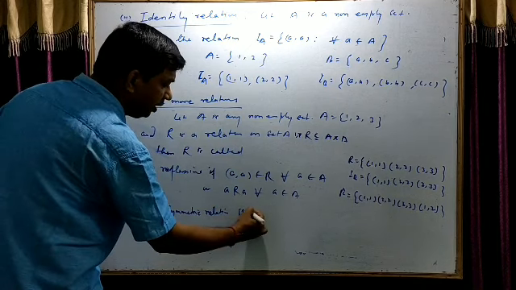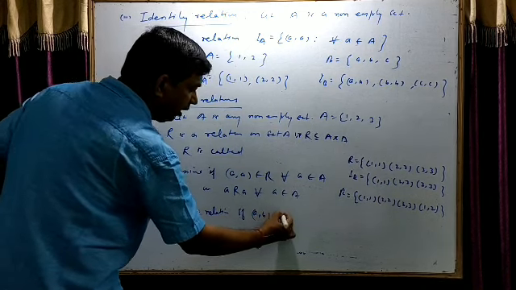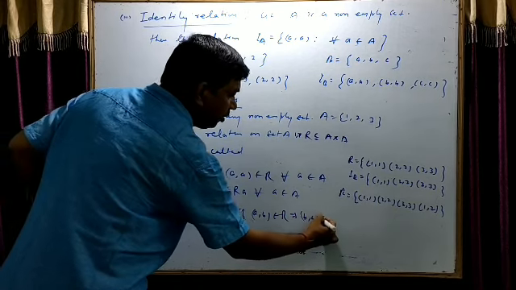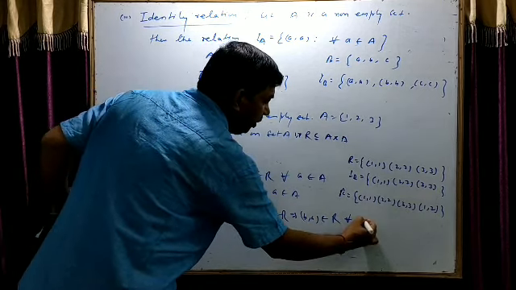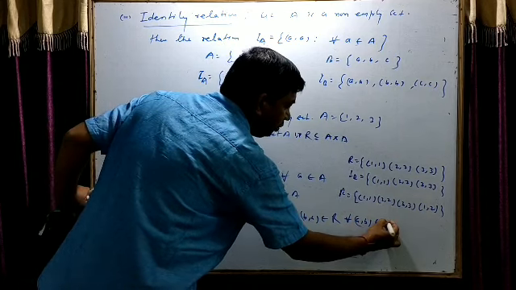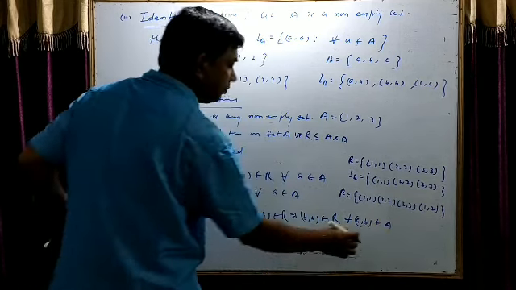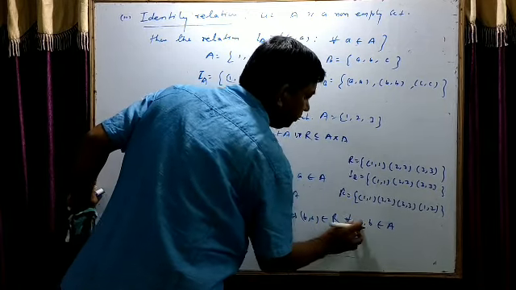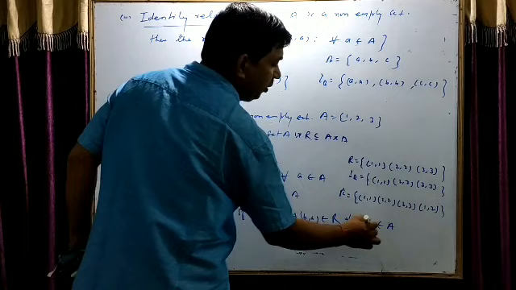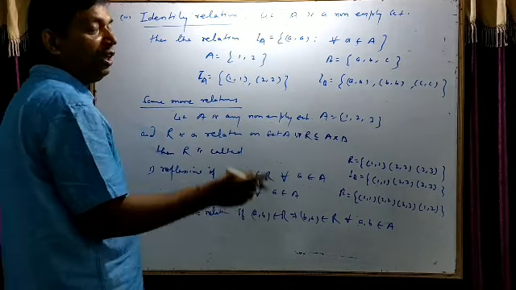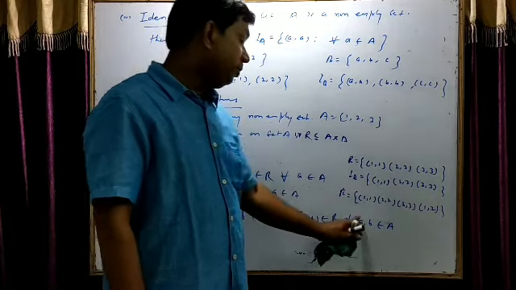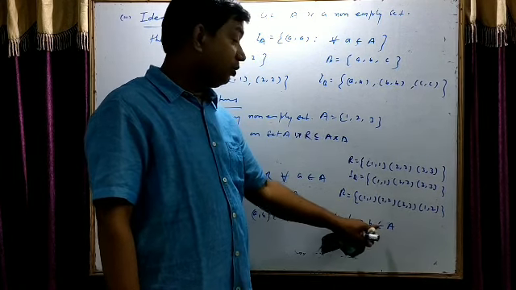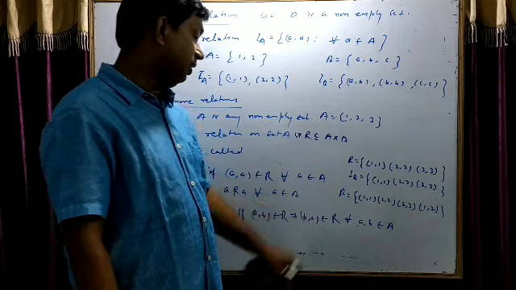If (a, b) is present in R, then it implies (b, a) is also present in R, for all a, b belonging to A. For all a, b present in set A. So we cannot write it as an ordered pair, because an ordered pair belongs to the Cartesian product. If I make it like this, (a, b), then it is an ordered pair. So individual elements are present in set A.